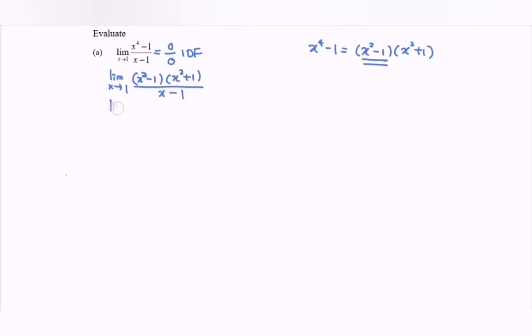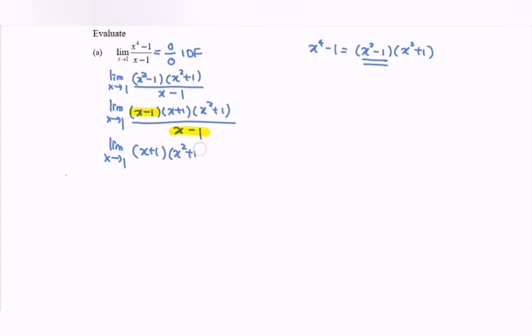Rewrite the limit when x approaches 1: x minus 1, x plus 1, x squared plus 1 over x minus 1. Notice that we have common terms, so we can simplify. So the limit when x approaches 1 is x plus 1 multiplied by x squared plus 1.